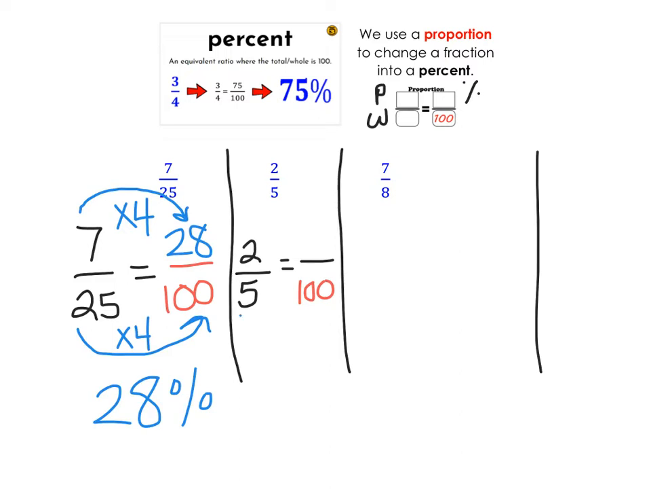And we can ask ourselves, what can we multiply by to get from 5 to 100? Well, we can multiply by 20. So if 5 times 20 is 100, whatever I do to the bottom, I also have to do the same thing to the top. And 2 times 20 would be 40. Therefore, 2/5 is equivalent to 40%.